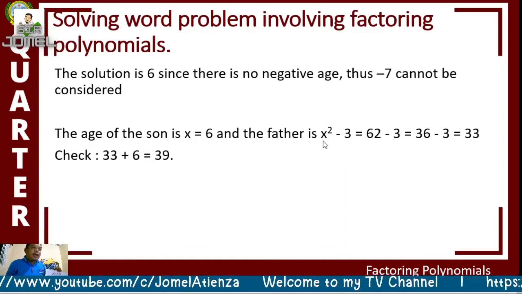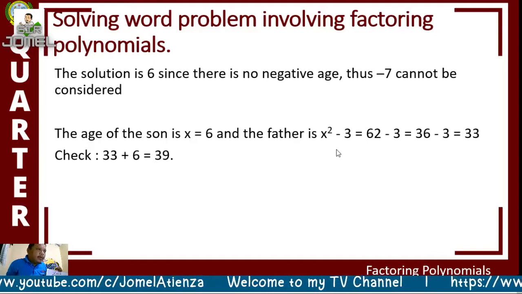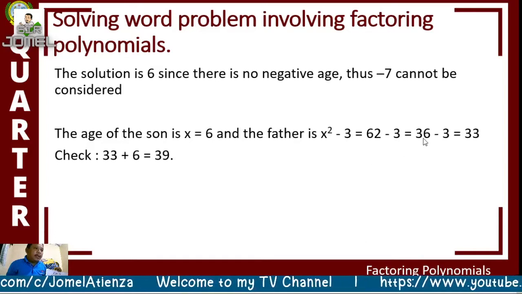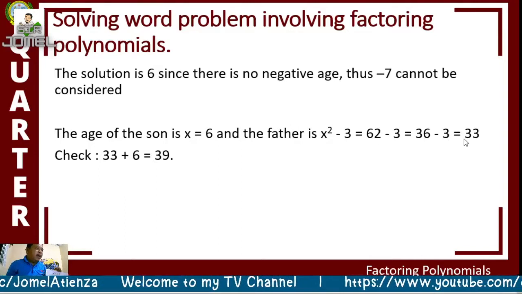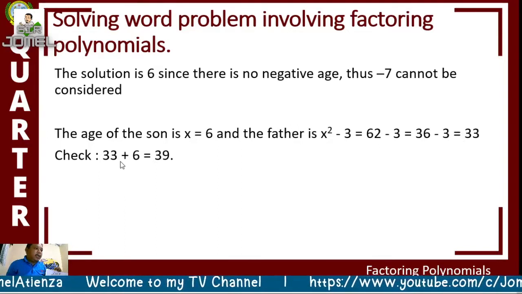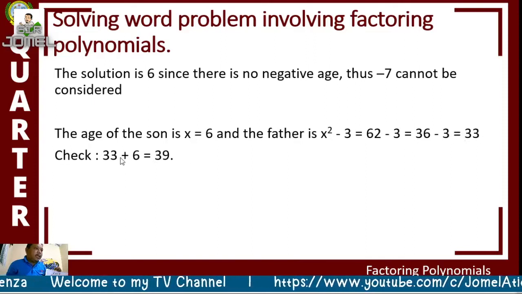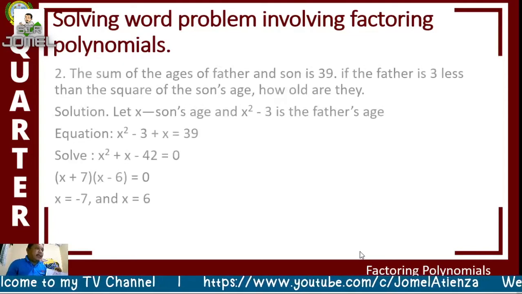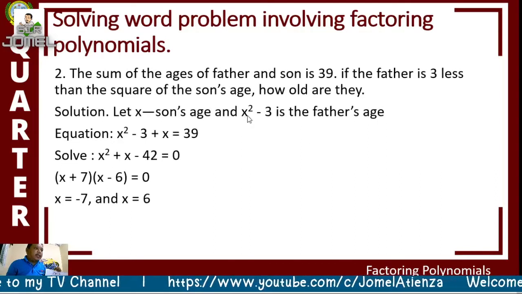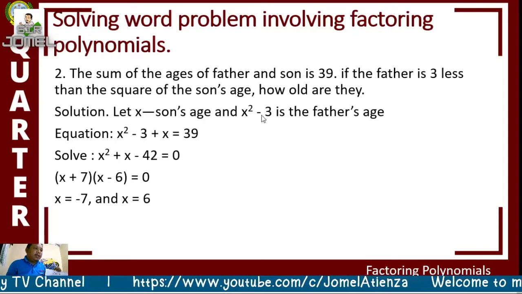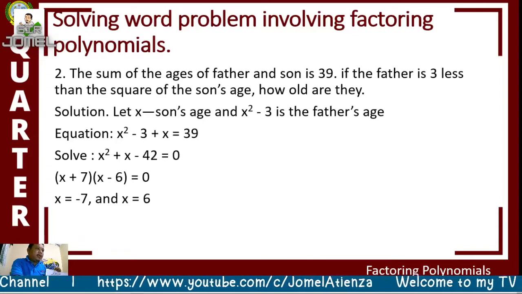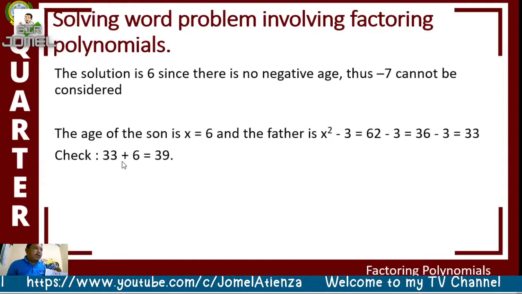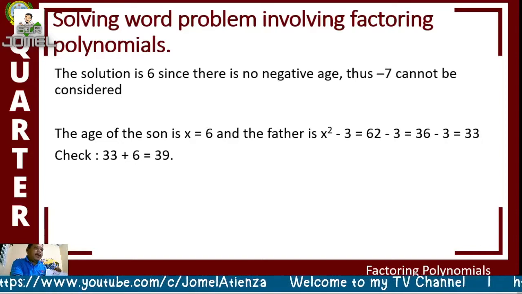So x squared minus 3 is equal to 36 minus 3, so we have 33. So 33 plus 6 equals 39. Once again, let us go back. We said the father's age is x squared minus 3, so that is 33, and plus 6 for the son, that is 39. Okay? So, that's it.